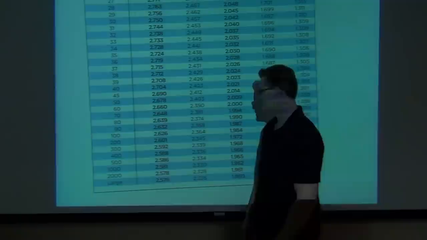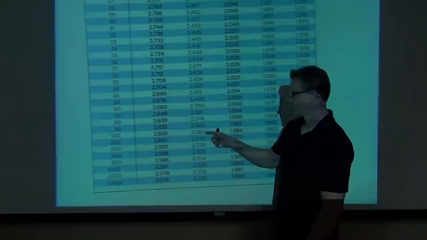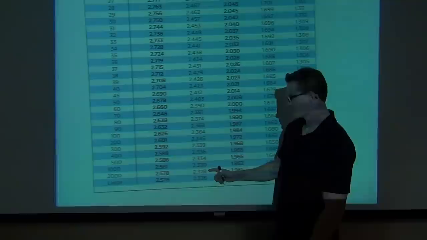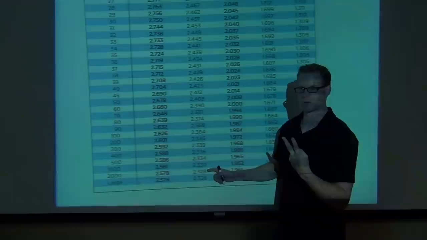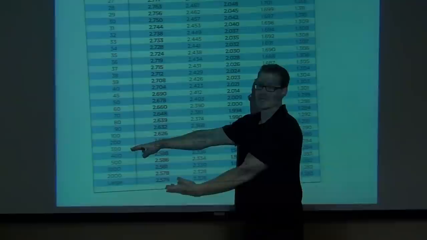I mean, look at that. Between 90 and 100 is only off by 4 thousandths. That's not much. Between 1,000 and 2,000 is only off by 2 thousandths. That's not much at all. Okay? That's only a little bit. So the difference between sample sizes as you get really large doesn't make that much of a difference.